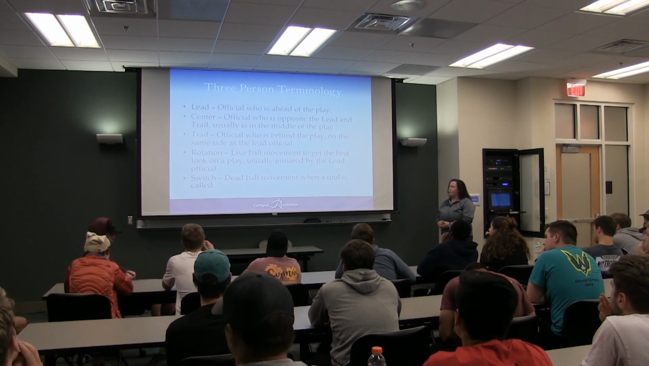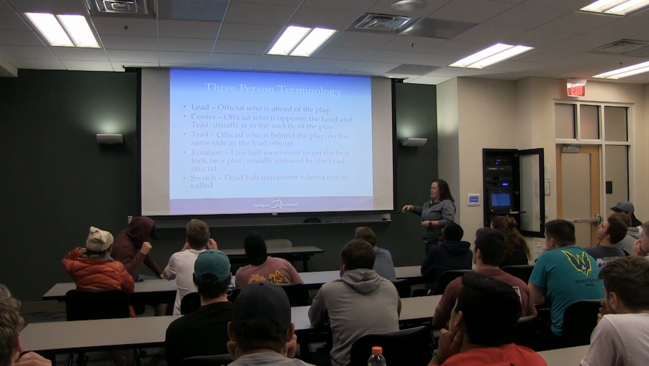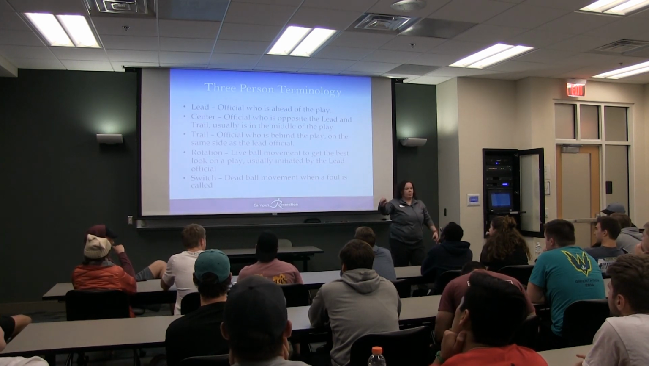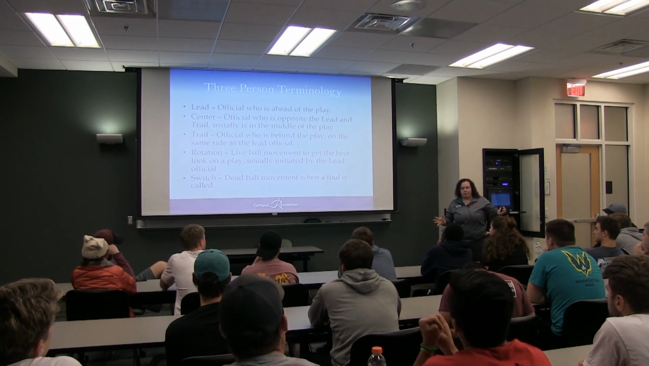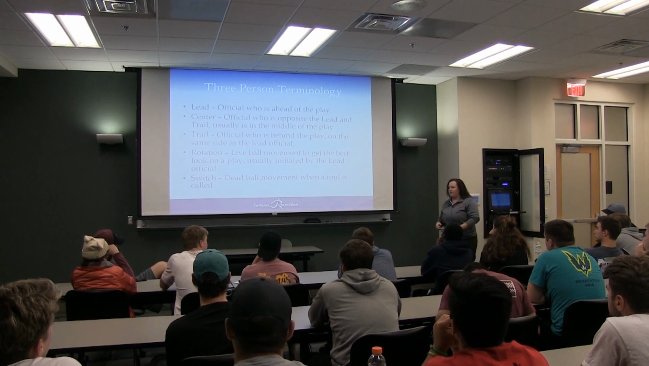Then we have center, and they're going to be opposite the lead. And then we have trail. So we're going to have lead and trail on the same side of the court, and then we're going to have the center on the other side. We will do rotations. This is when you, as a crew, rotate around the court to make sure that everyone has a good view of the competitive matchups.